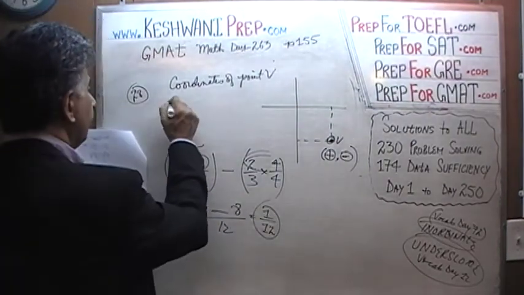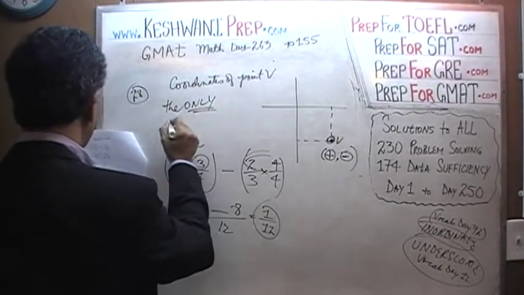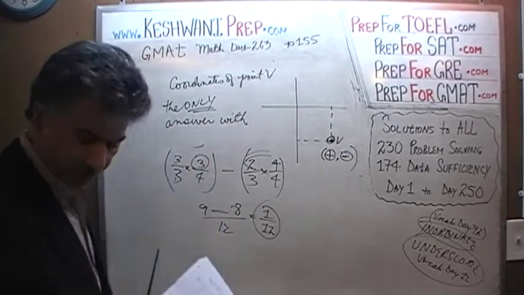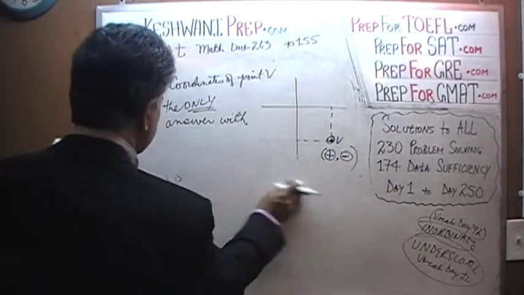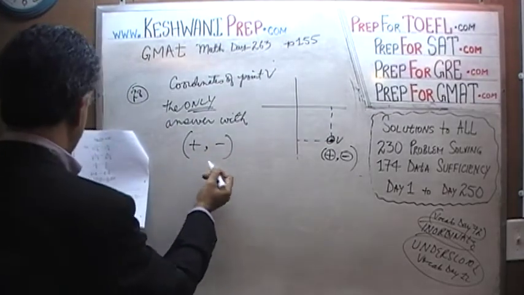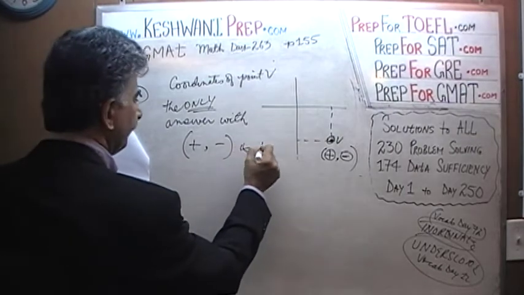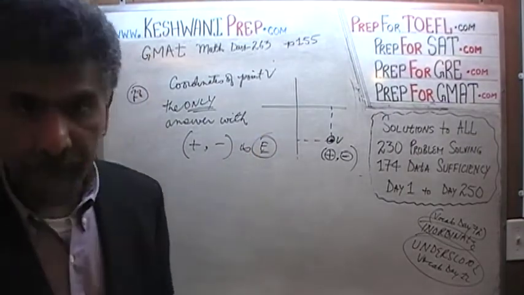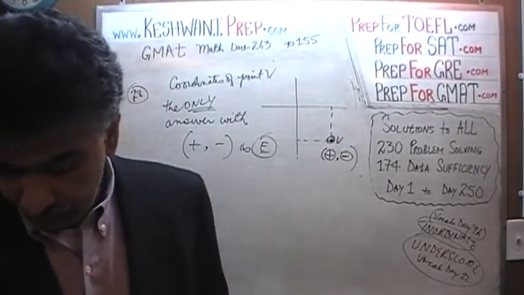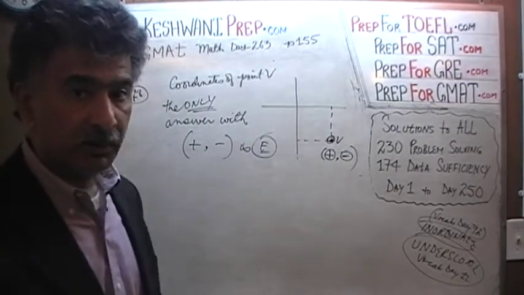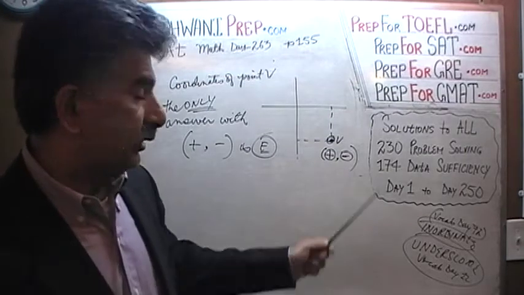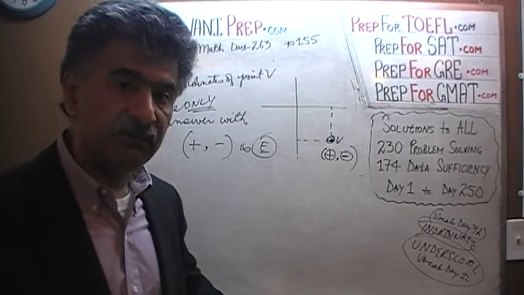And the only answer, I'm going to erase all of this, the only answer with positive and negative, x coordinate positive and y coordinate negative, is E. That's it. That's how I did it. There is no need to waste our time here because there is only one answer choice that meets the criteria. One was that the x coordinate has to be positive. The other one was that the y coordinate has to be negative. That's answer choice E. That's the only one that meets those two criteria.